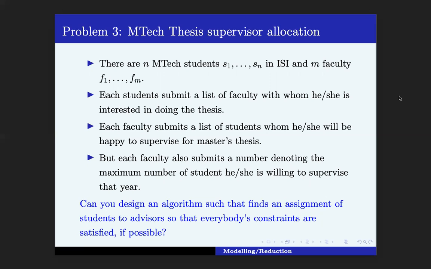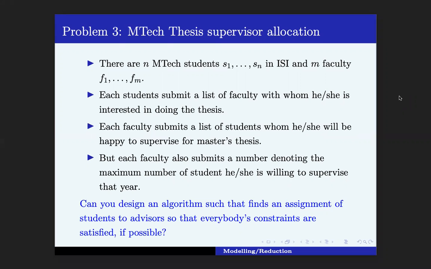But on top of that, each faculty says that there is a limit. One faculty says that I cannot handle more than one master's student. Another faculty might say that I cannot handle more than 3 master's students, and so on and so forth, right?